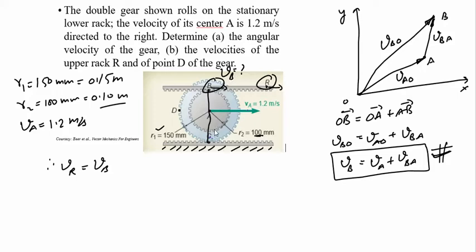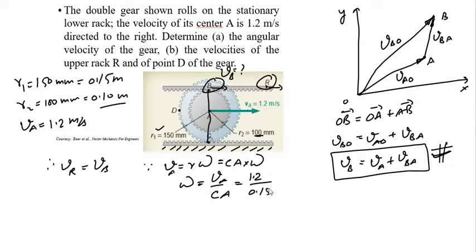So first of all we have to calculate the angular velocity of the gear. Since we know that V is equal to R omega, so VA is equal to R, and what is the value of R? R is CA, into omega. Then omega is equal to VA upon CA. Value of VA is 1.2 meter per second, CA is 150 mm, this is 0.15, then we will get the value 8 radian per second.